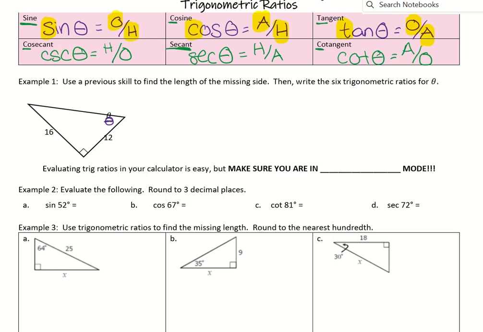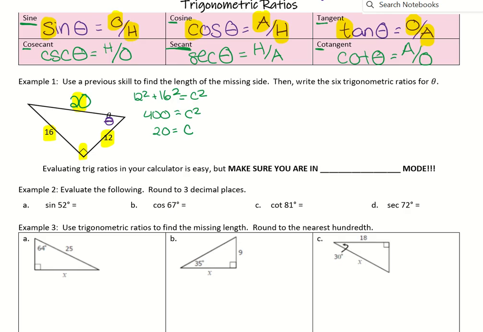Use a previous skill to find the length of the missing side, and then write the 6 trigonometric ratios for theta. So first thing we want to do is find this missing side. Now, since this is a right triangle and we know how to work with three sides, two known and one unknown, we can use the Pythagorean theorem. We can use a squared plus b squared equals c squared. So 12 squared plus 16 squared equals c squared. So go to work on that. 400 equals c squared. So 20 is equal to c. So this missing side is 20.